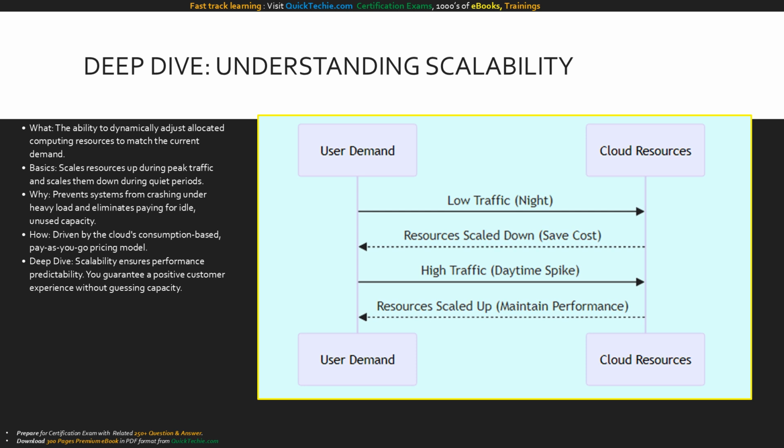This continuous, elastic conversation between demand and resource allocation is what makes cloud scalability so incredibly powerful. It is a fully automated dance that perfectly balances operational performance with financial efficiency, removing the human guesswork from infrastructure management.